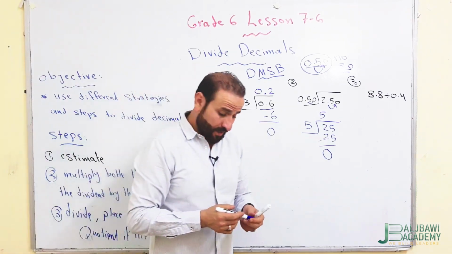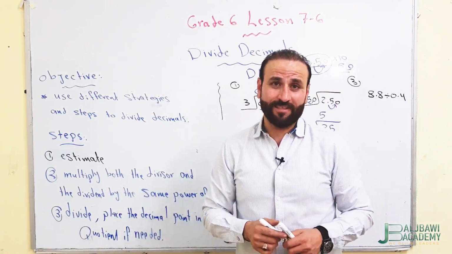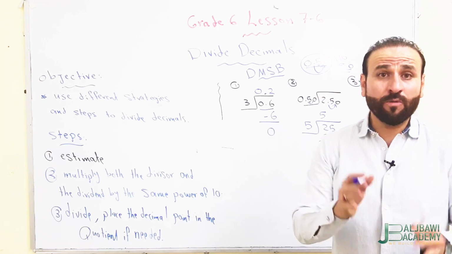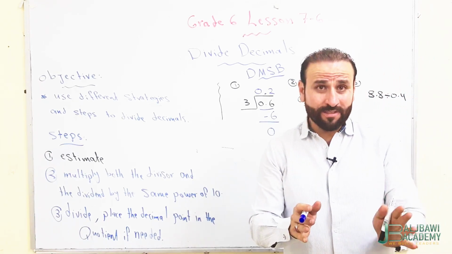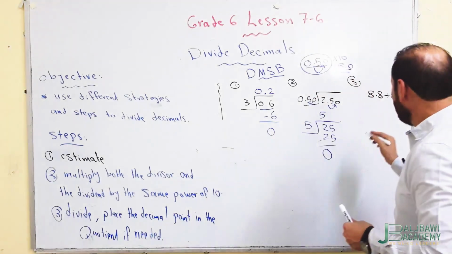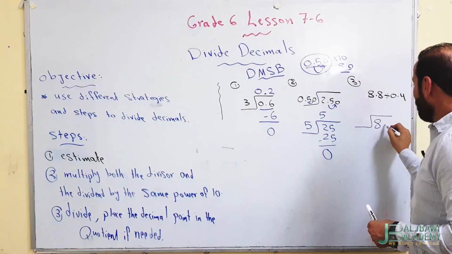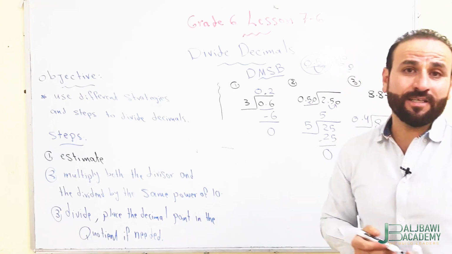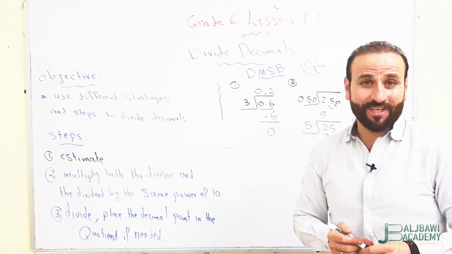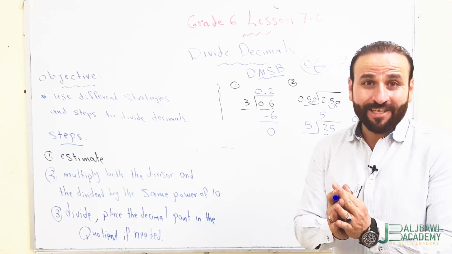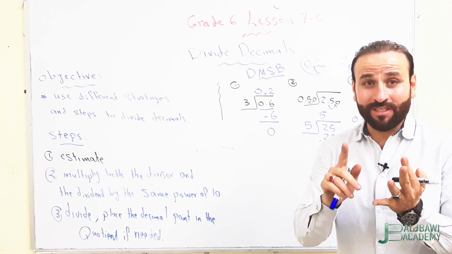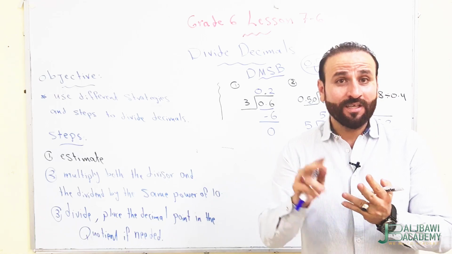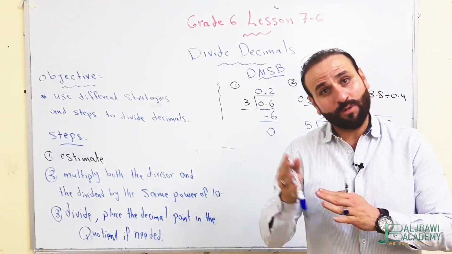Now in the third example, the dividend is 8.8 and the divisor is 0.4. Now I give you advice. Try to pause the video now for 2 minutes and try yourself to divide 8.8 by 0.4. Take into consideration that the divisor is a decimal number, so we need to change it to a whole number by multiplying it by a power of 10. If you need to move the point to the right one step, multiply by 10. If you need to move it 2 steps, you need to multiply by 100 or 10 power 2.